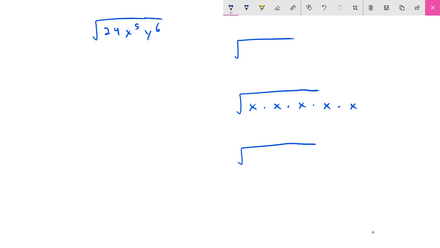X times x times x times x times x. That's x to the 5th. So y to the 6th is the same thing, but with 6 y's. Now the hard part here is doing the 24, so that's why we use the upside down division.